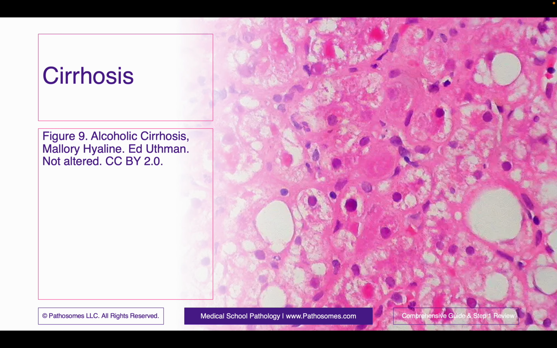And here we have a close-up of a patient with alcoholic cirrhosis. Note the Mallory hyaline. Now, can you point that out? I'll give you a clue. There's 3 eosinophilic pink globules near the top. You should be able to spot them. That's Mallory hyaline.